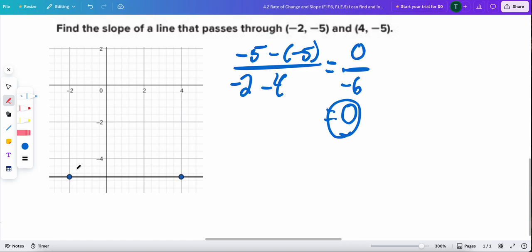If I try to count from point to point here, I am going up or down 0 units. So I don't have a rise, but I do have a run, and that run would be 6. Depending on which way you look at it, it's going to be positive or negative, but since it's 0 divided by that number, it's just going to be 0, which doesn't have a sign anyways.